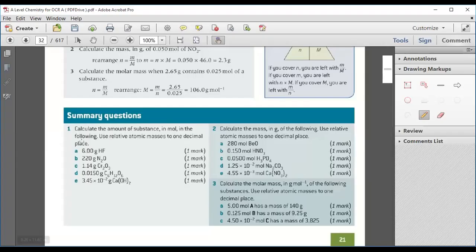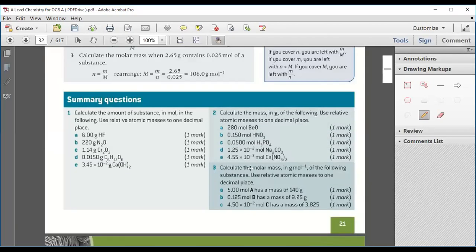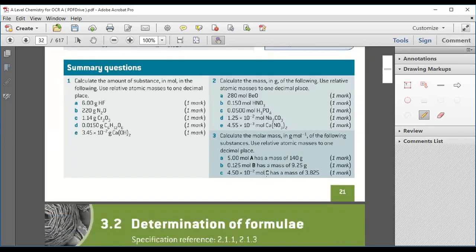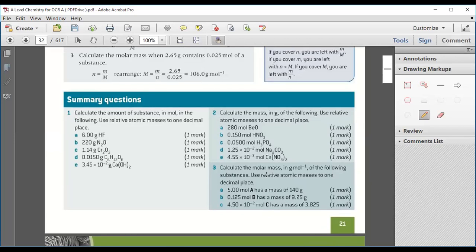So in this way, you can solve questions number 1, 2, and 3. In question number 1, you have to find out the amount of substance in mole. Then in this case, you need to calculate the mass of substance in gram. Then in the third case, you need to find out the molar mass. So each and every formula we have covered. No need to panic about that. You can easily do it.